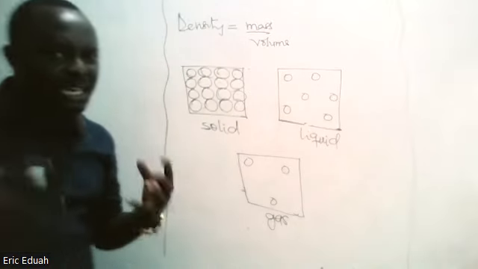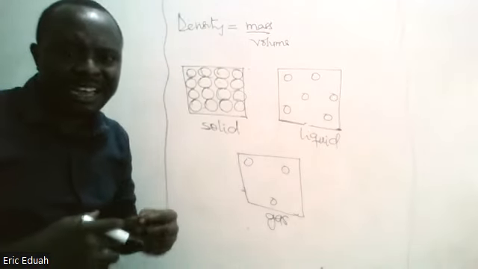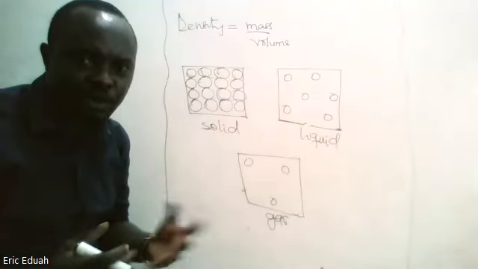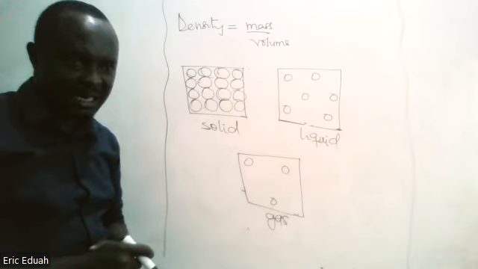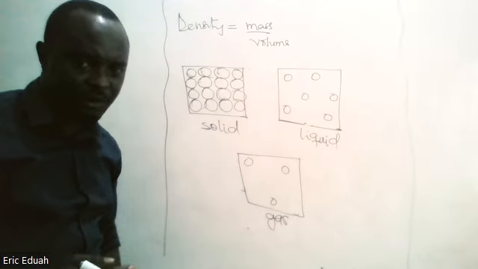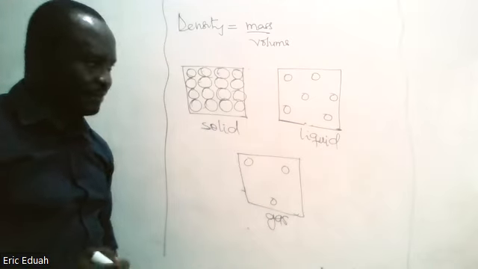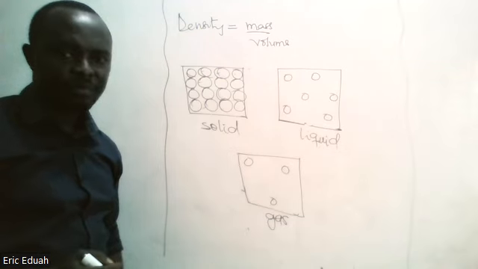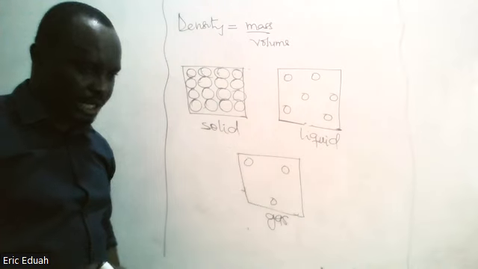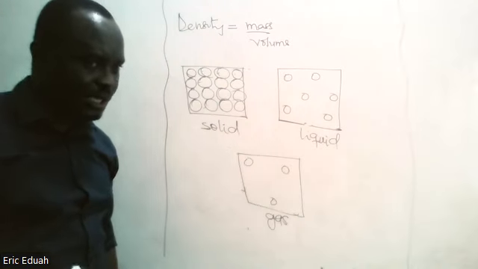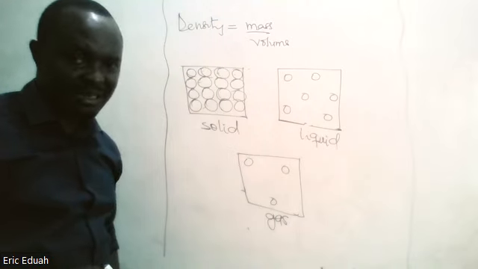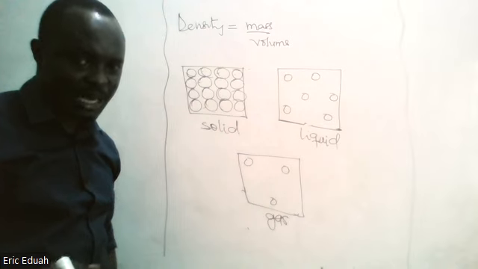The number of particles talks about the mass. What is matter? Class, what is matter? Matter is anything that has weight and can occupy space. Okay, it has weight and can occupy space. And so what is mass?